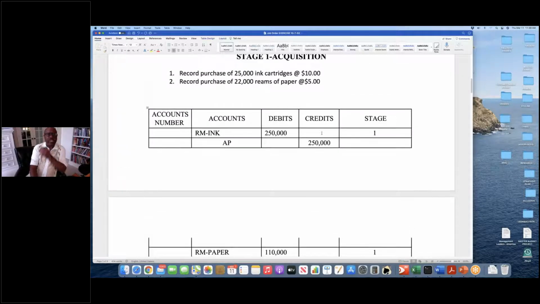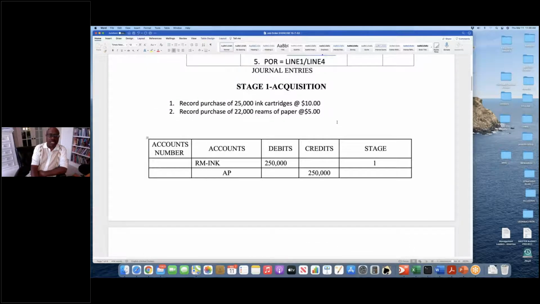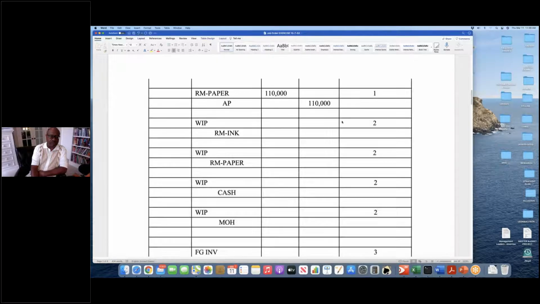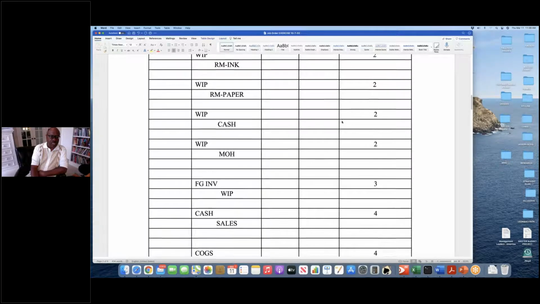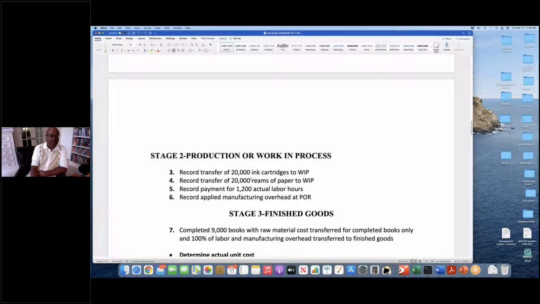So all you did was to multiply these out and make these journal entries. Now let's go to our next set of journal entries. And I'm going to change this to 10 because we're only using 1 ream of paper now rather than 2. So I just changed that to 10.